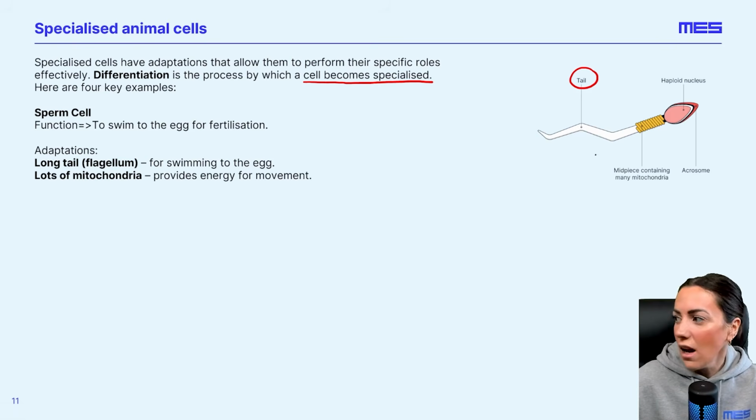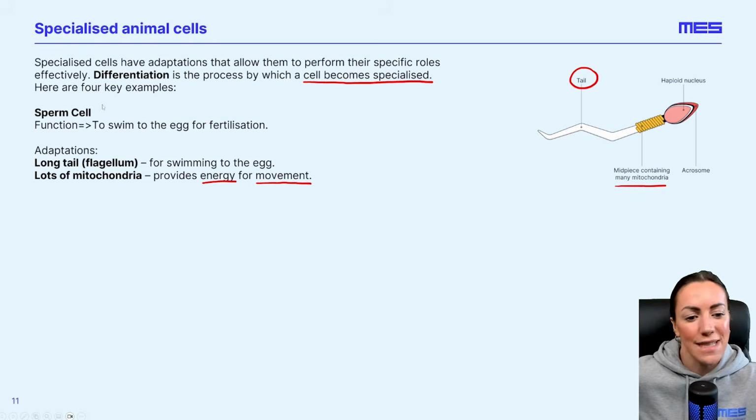They will have lots of mitochondria. So in this middle region here, there'll be many mitochondria. Remember, mitochondria are the site of aerobic respiration. So more energy is going to be released, and that energy can be used for movement or to help the sperm cell actually swim towards the egg cell.